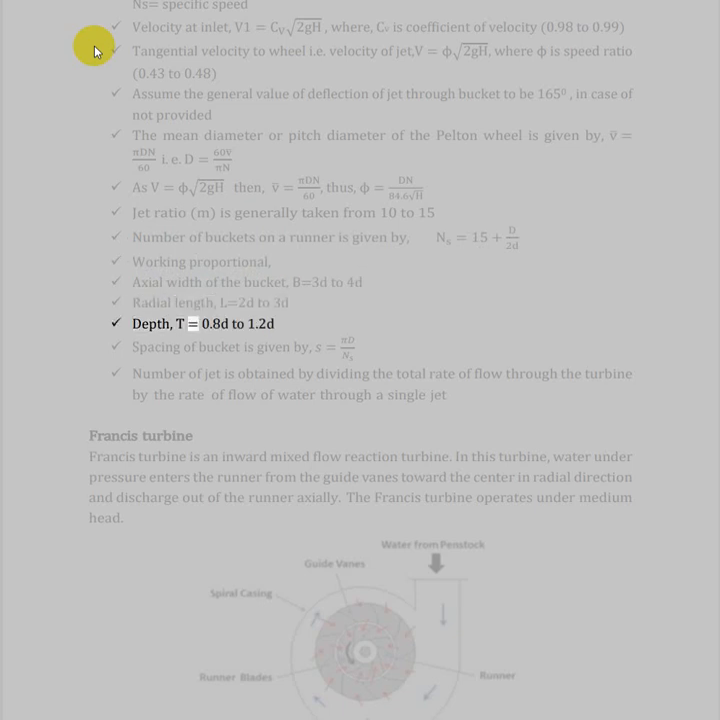Depth, T equals 0.8d to 1.2d. The number of jets is obtained by dividing the total rate of flow through the turbine by the rate of flow of water through a single jet.